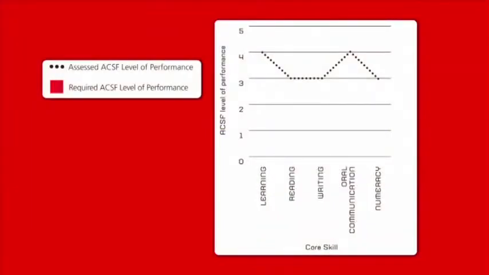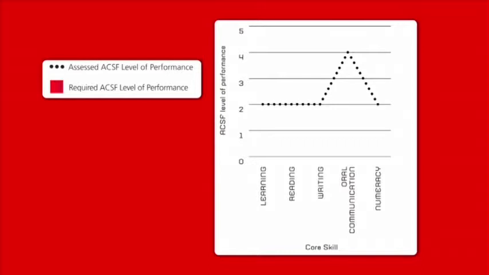A single learner may have varying levels in each core skill. We call this a spiky profile. For example, a learner may have learning, reading, writing skills at Level 2, oral communication skills at Level 4, and numeracy skills also at Level 2.